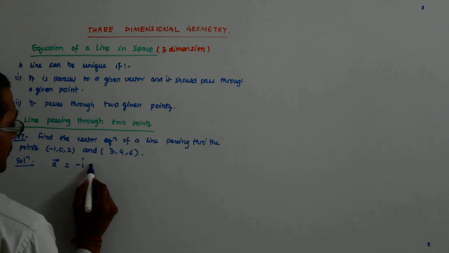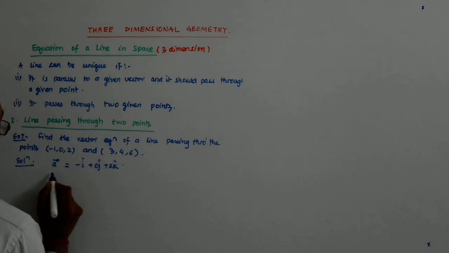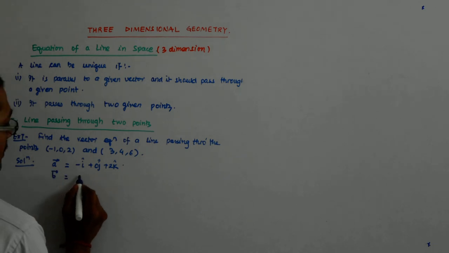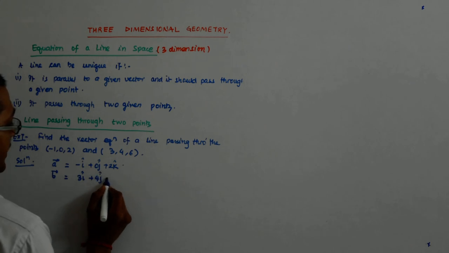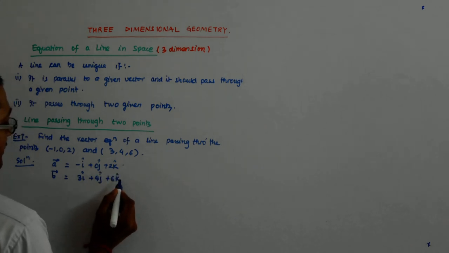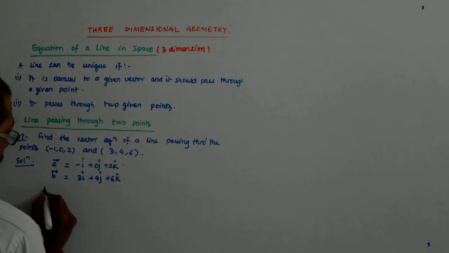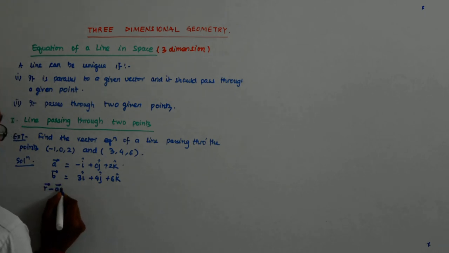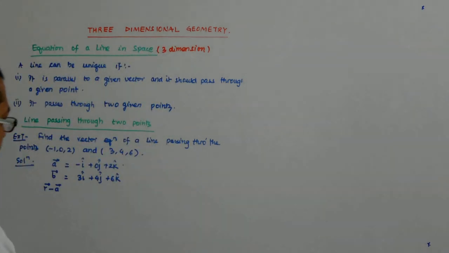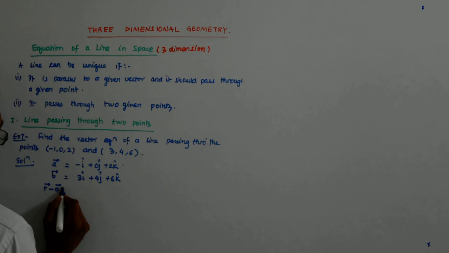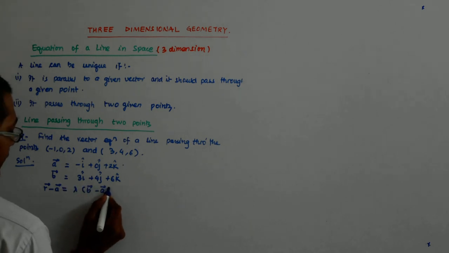Minus i cap plus 0 j cap plus 2 k cap, correct? And what is B? B is 3 i cap plus 4 j cap plus 6 k cap, right? And I know that R minus A, you can also do R minus B, it is not a big deal, okay? You'll get the same equation. So R minus A is equal to lambda times B minus A.